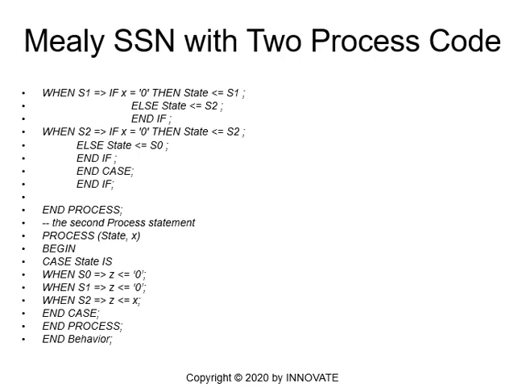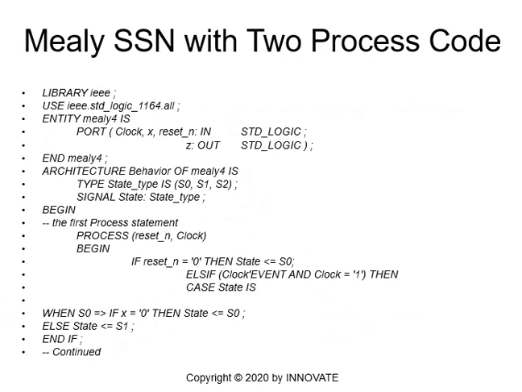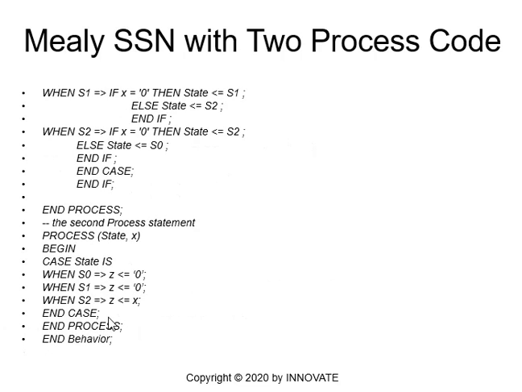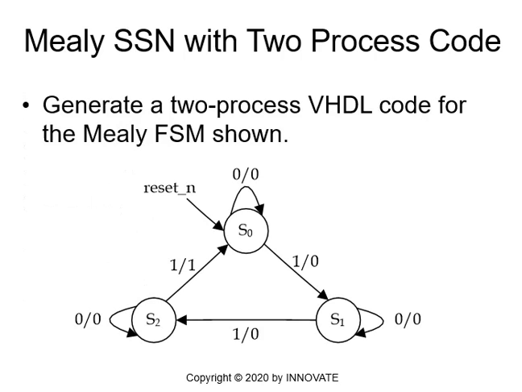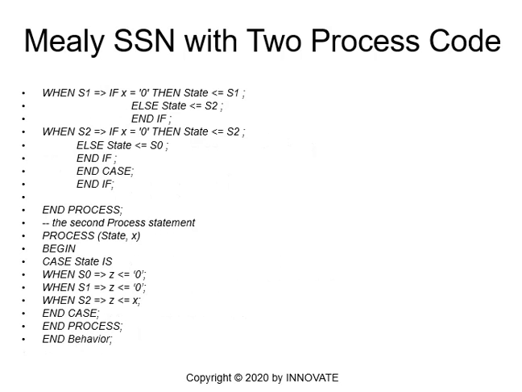Why is that true? Because when we are in S2, if X is 0, Z is 0. If X is 1, Z is 1. So if I am in S2, I will assign Z the value of X, because Z will be equal to X in the case, in the process, and in behavior. So we have seen this Mealy machine with one process and two process codes, and both will work nicely. You can use it for simulation or for synthesis.